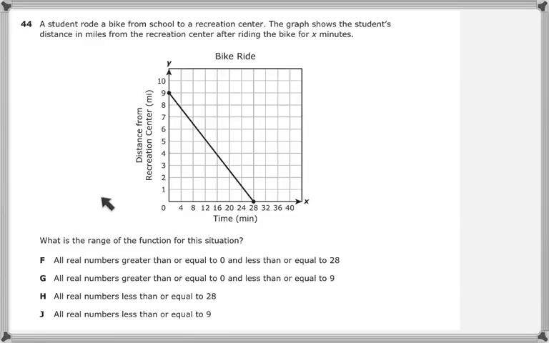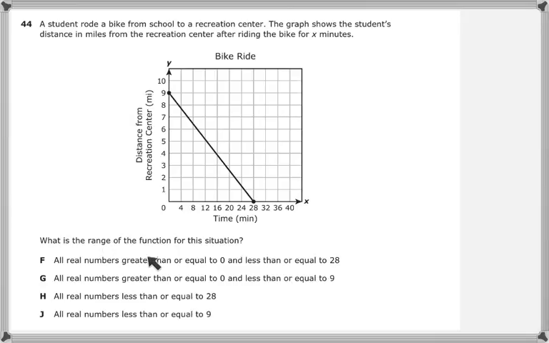So let's go ahead and read the rest of our question here. It says, what is the range of the function for this situation? So range value is y value. You start with your lowest range value, which in our case is 0. So our lowest y value here is 0, and our highest range value here is 9. So that would be our range. Our range goes from 0 on the y-axis up to 9, and all the numbers in between, because our graph is continuous.